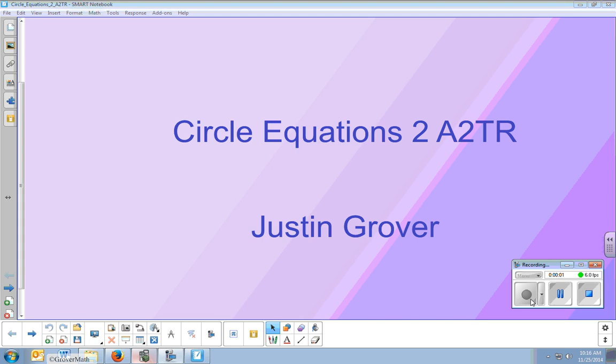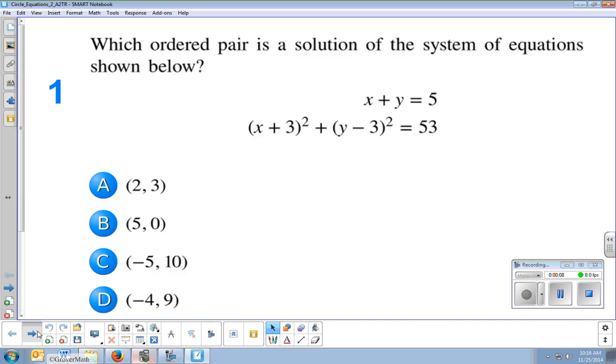Algebra 2 Trigonometry Regents, Circle Equations, Day 2. In the previous video, we learned about the basic properties of a circle equation. I have one here in my first example, which would have a center at (-3, 3) and its radius would be the square root of 53.